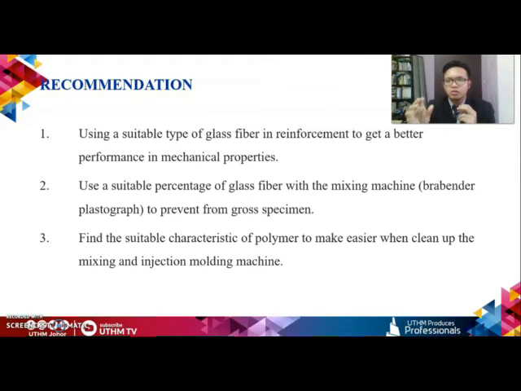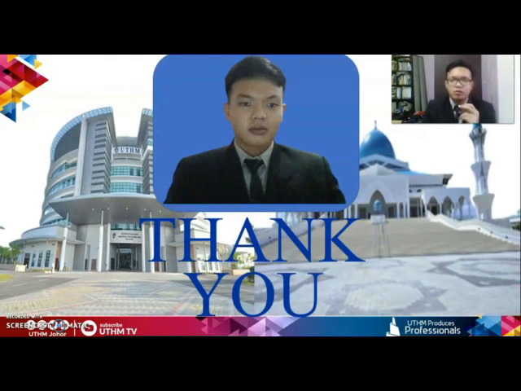The polypropylene is the most suitable because it has a low melting point compared to PET, which has a higher melting point, and polypropylene is not as hard as PET. So lastly, we need to find a suitable polymer characteristic to make the clean up easier for the mixing and injection molding. As I said, PET is very hard, stiff and strong, and polypropylene is not as hard as PET, so polypropylene is the most suitable polymer to use because it is easier for us to clean up. I think that's all for my project.